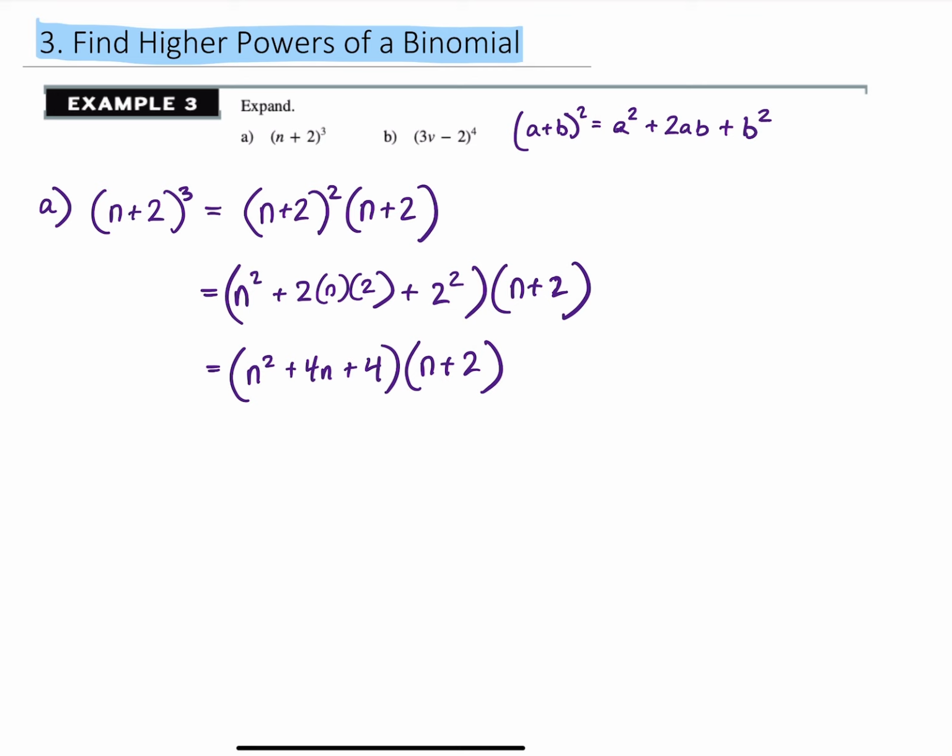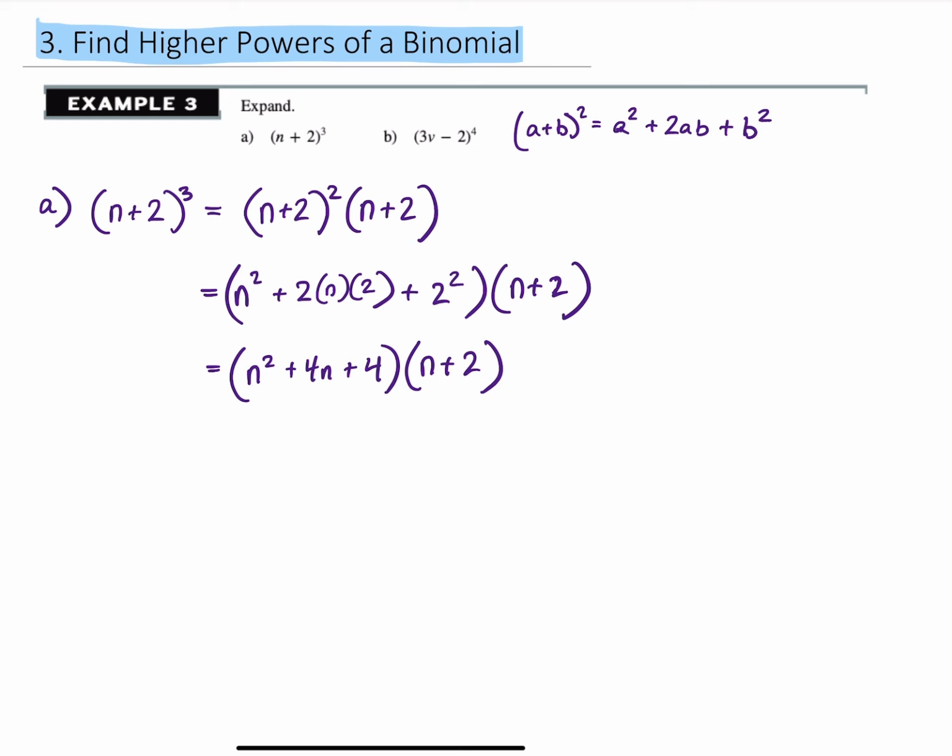Eventually you'll be able to jump maybe from this step to this step. You'll be able to see this pattern and go straight to n squared plus 4n plus 4. It takes a little bit of practice just to get used to the pattern. So now we have two polynomials multiplied. The first one is a trinomial, the second one is a binomial.